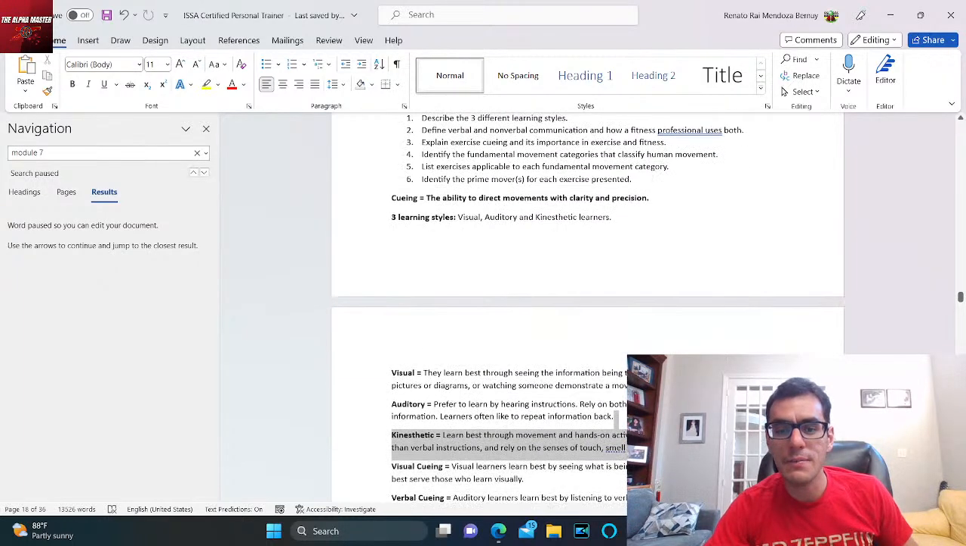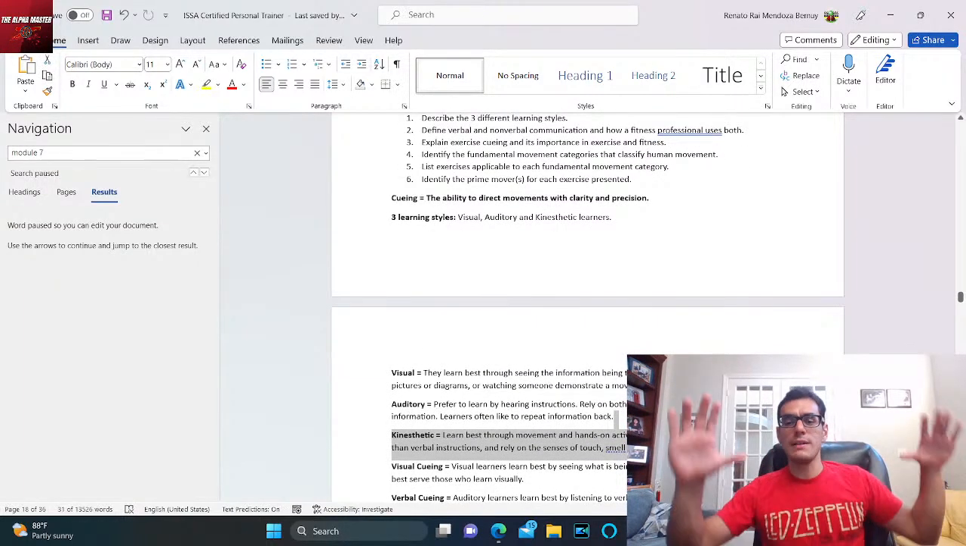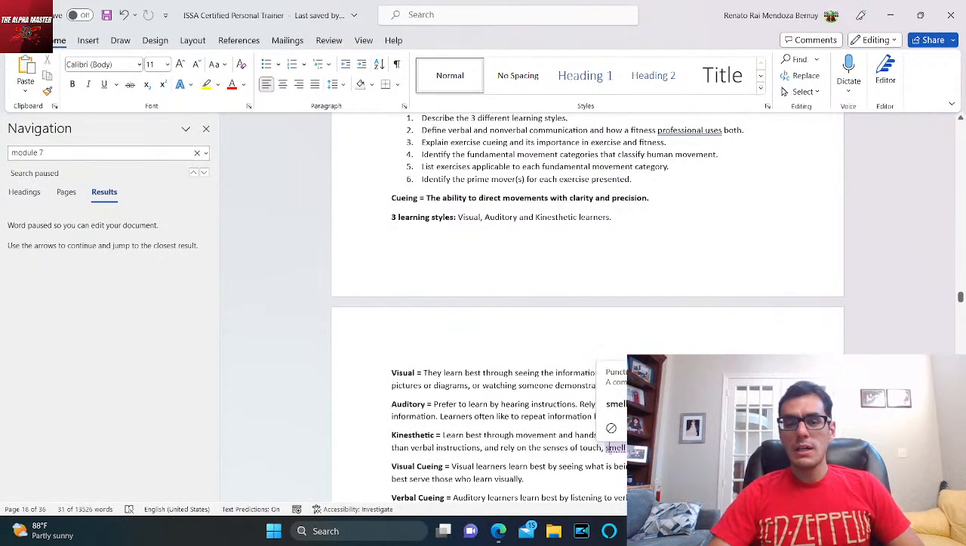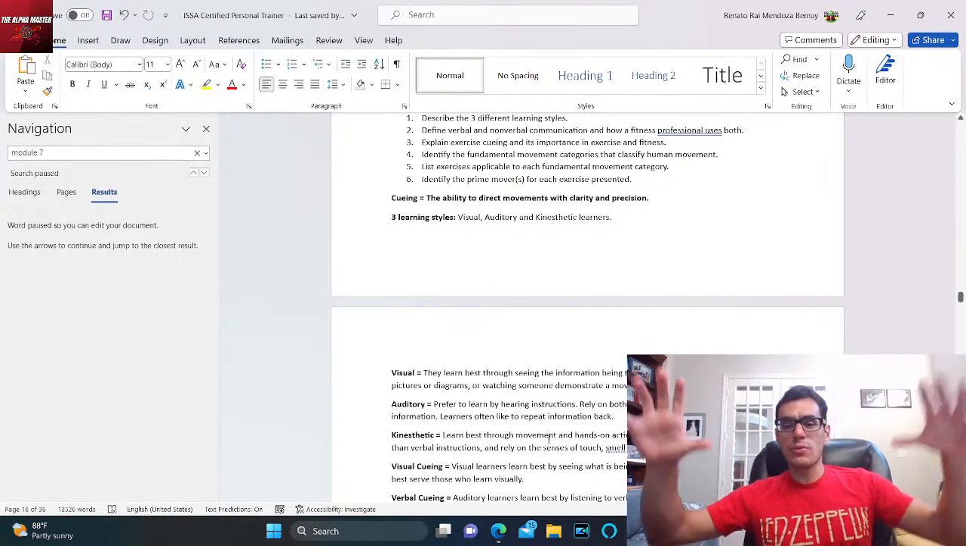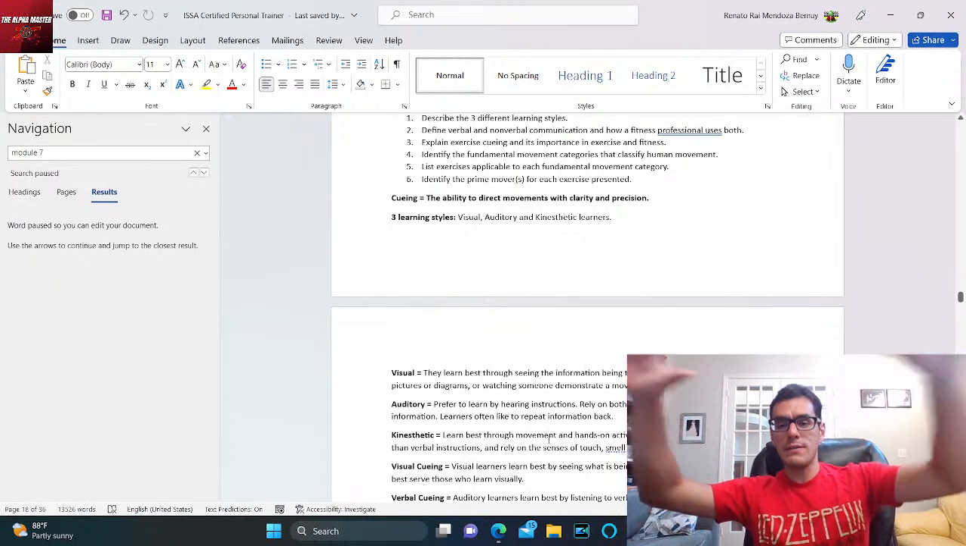And kinesthetic learners learn best through movement and hands-on activities.